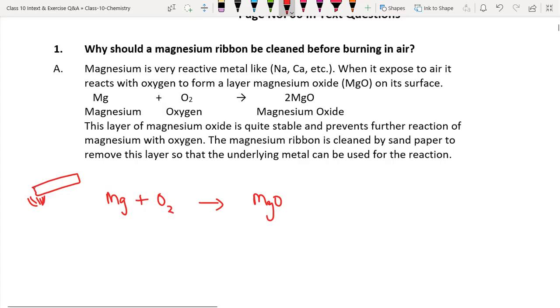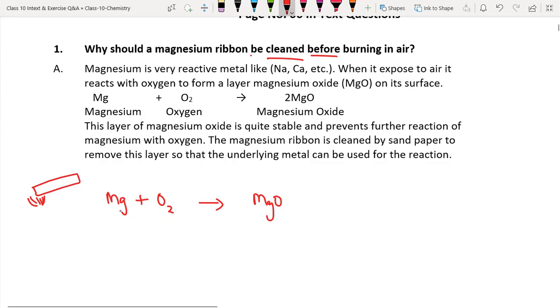So if you remove that layer by using some sandpaper or something, automatically that layer can be removed and easily that magnesium will catch fire. So that magnesium ribbon always you have to clean before burning in air. Why? Because it will catch fire so easily.